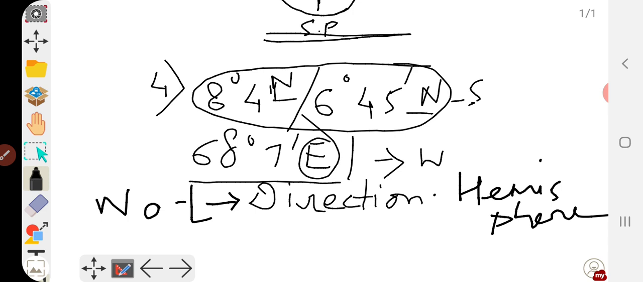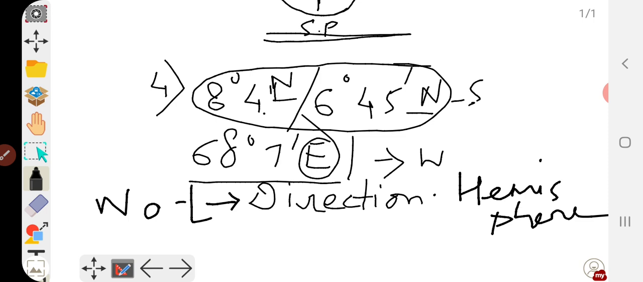What is the meaning of these two alphabets beside the degrees? N means northern hemisphere, E means eastern hemisphere. Though it is situated in the southern part or in the western part, N indicates northern hemisphere and E indicates eastern hemisphere. So the southern or western part, direction, is not the main thing; it is only the hemisphere that is being indicated.